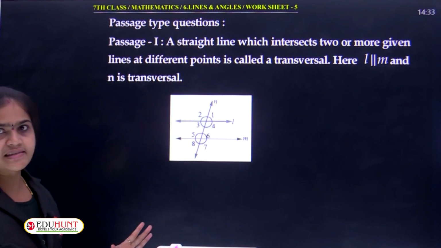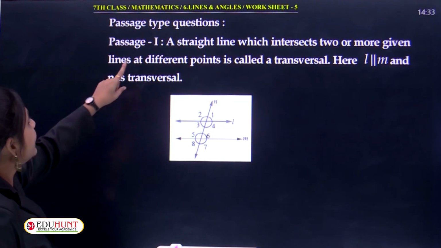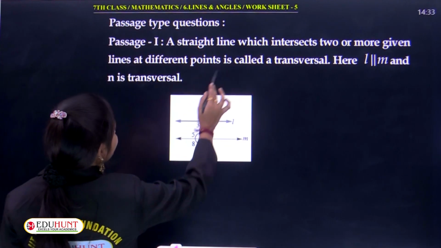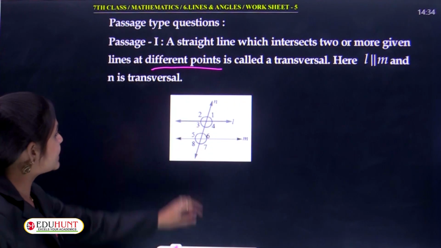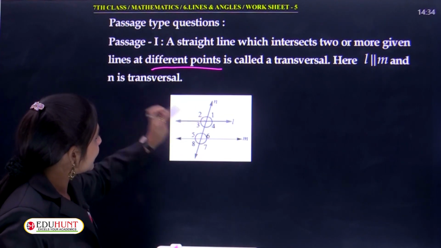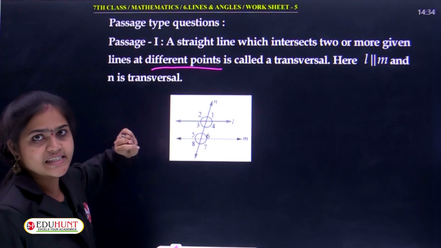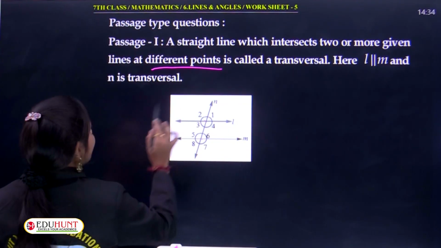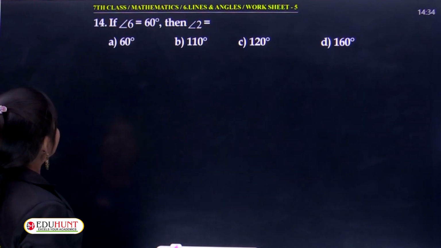14th one, see here. From here onwards there are passage-related questions. Just see the passage; continuation questions follow. A straight line which intersects 2 or more given lines at different points, distinct points or different points. This is one point and this is another point. Now this line we call a transversal. Here L is parallel to M, and N is a transversal. Clear? Now what is the question they are asking?